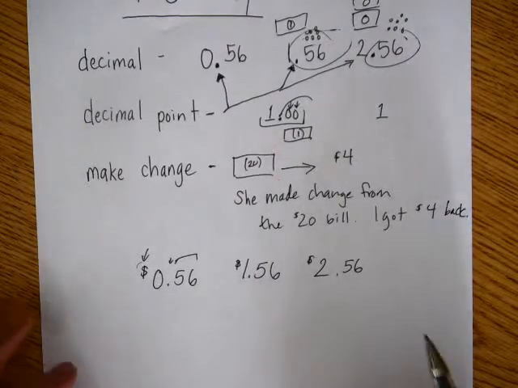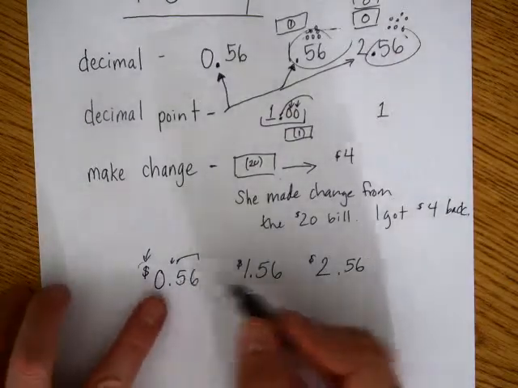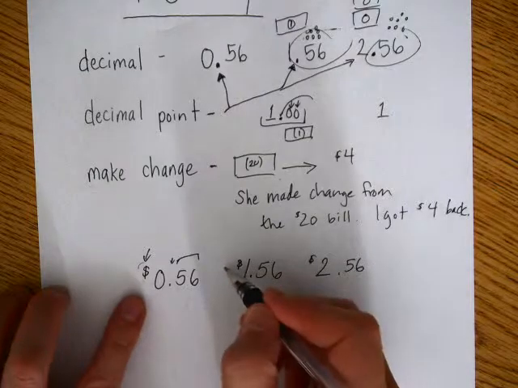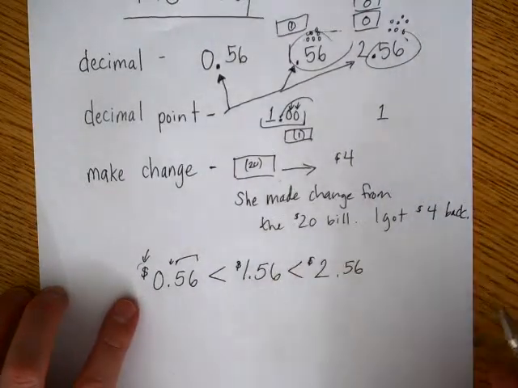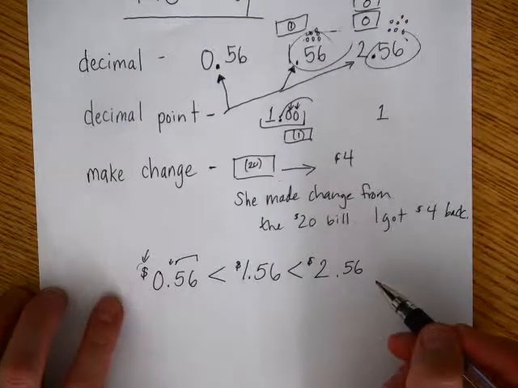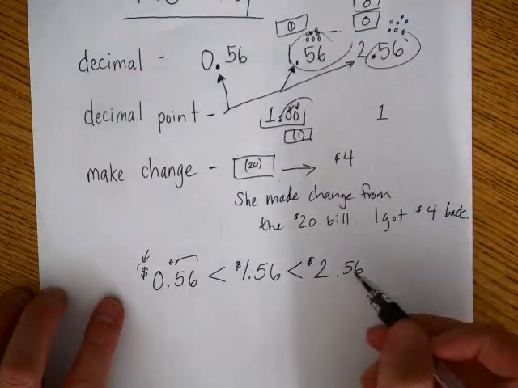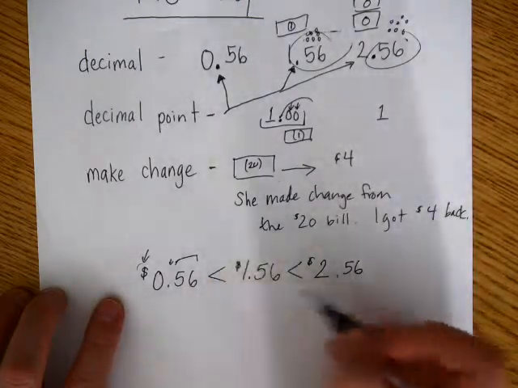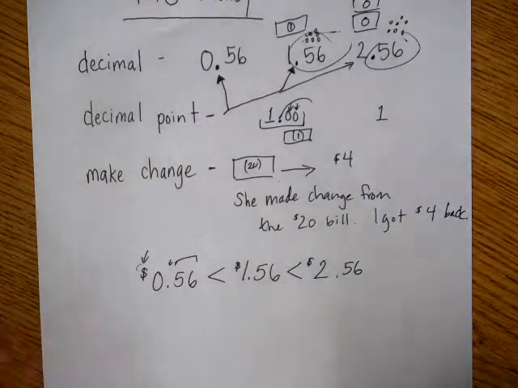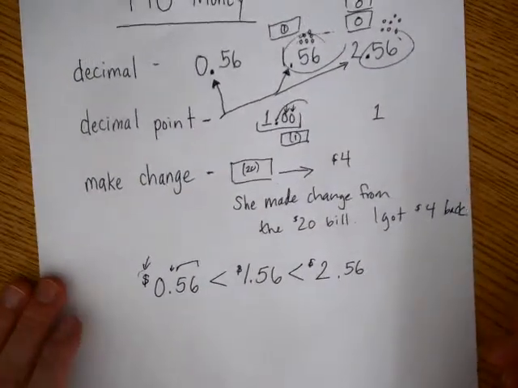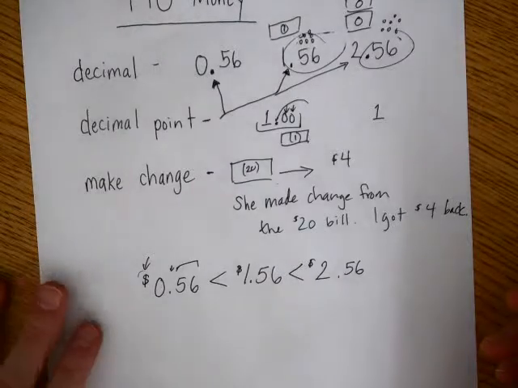We want them to be able to compare money amounts. Well, 56 cents is less than $1.56, which is less than $2.56. And $2.56 is greater than, or bigger than, all of these. That's important. And then we want them to be able to calculate values of coin and bill combinations. So essentially, we want them to be able to count money.